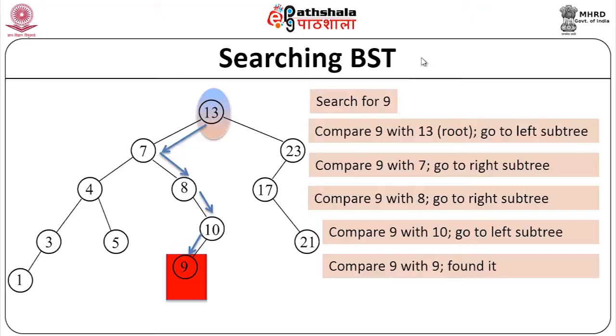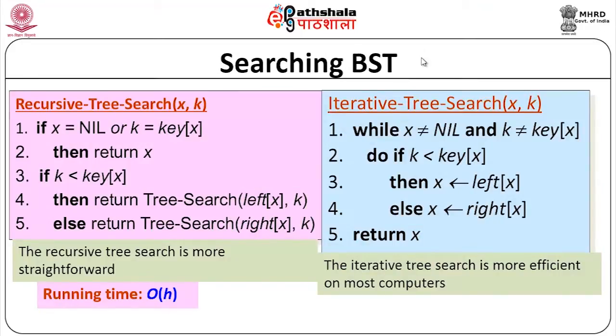So, searching a binary search tree means that at every node you compare the key with the root of that particular tree. You start with the root, go to the left subtree, compare at the root of the left subtree, and so on. So, every time you are comparing with the root. This is the order in which search will happen.